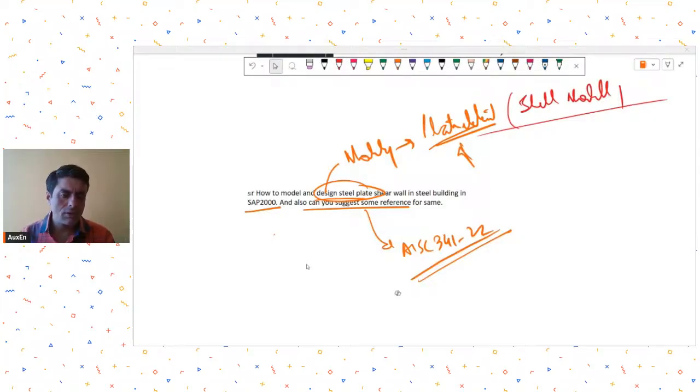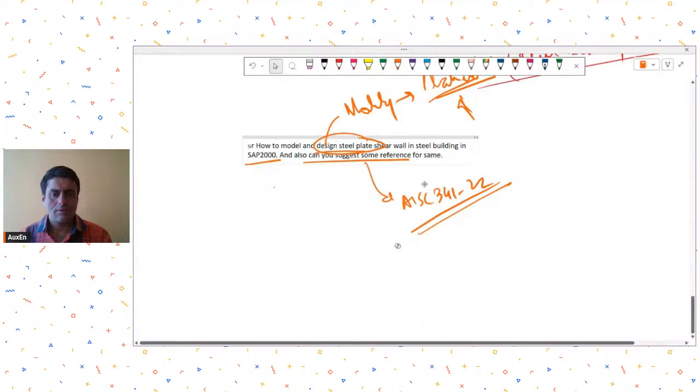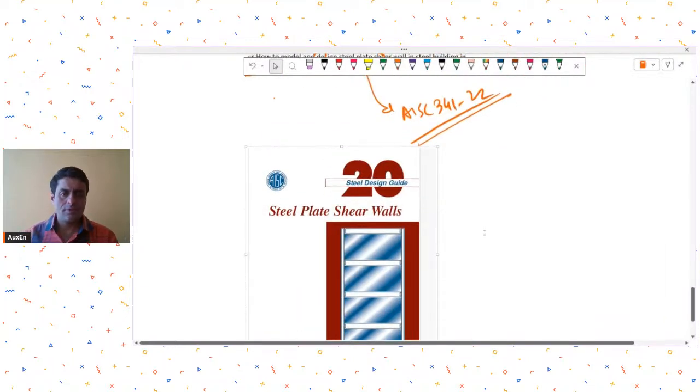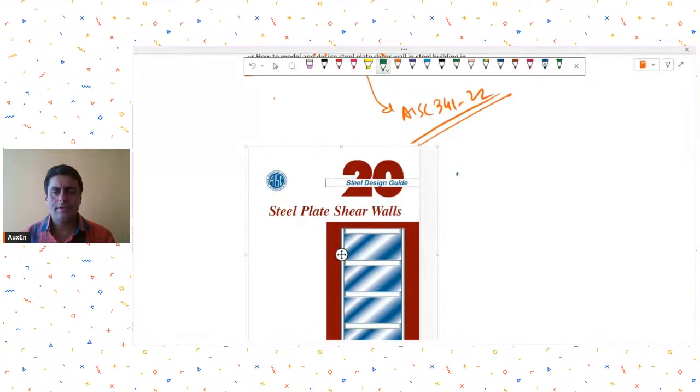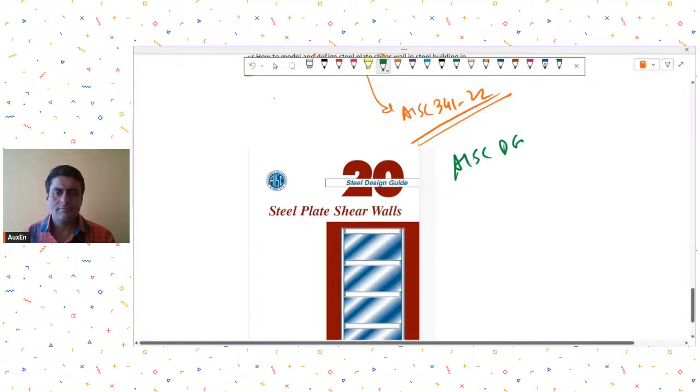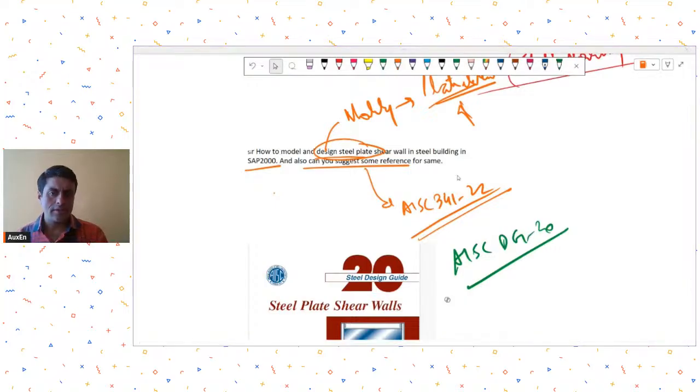For steel shear walls, there is one document, I guess. I'm not getting it. Steel shear wall. Okay, so there is an AISC Design Guide number 20 for steel plate shear walls. So you can refer to that also. You can refer to this Design Guide 20 for steel plate shear walls, or you can refer to AISC 341 for that.